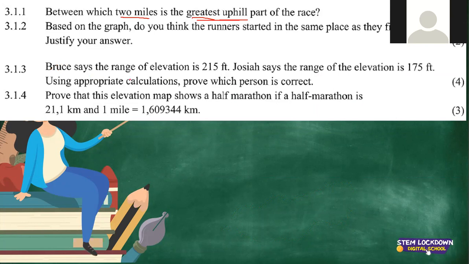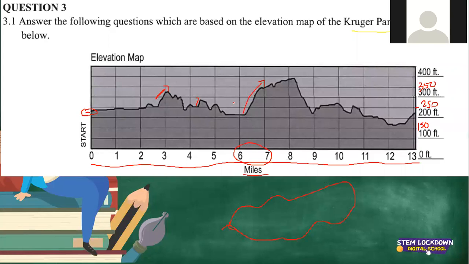Okay. Bruce says the range of elevation is 215 feet, right? Underline 215 feet. Josiah says the range of elevation is 175, right? Okay, use approximate calculations to prove which person is correct, right? So who is correct, right? Basically, for this question, I want to know what is the range of elevation for this map, right?